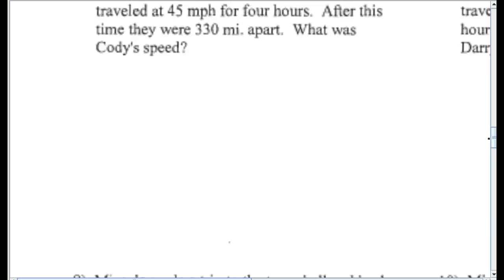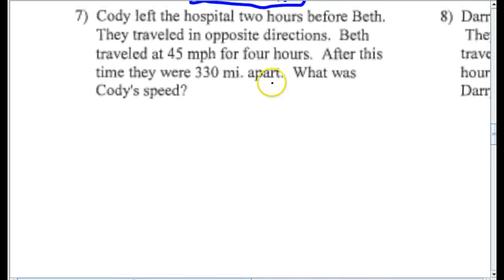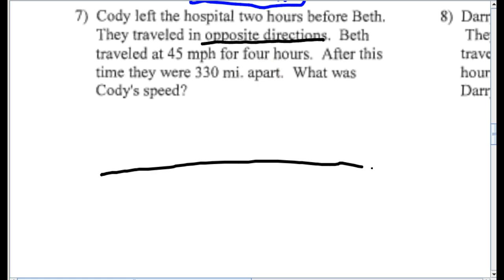And I'll leave you with this last problem. Number 7 and 8 are actually slightly different. If you read the question, you can see that they went in opposite directions. So we normally say, well, we're starting here and we're going to here. But really, we're talking about two different people starting here in the middle at the hospital, right?